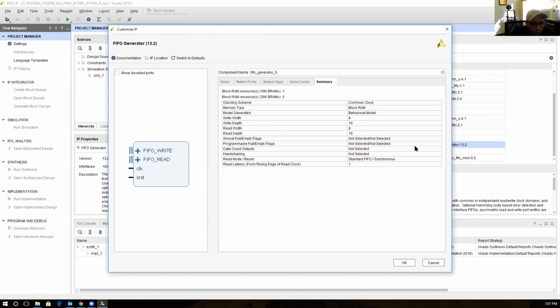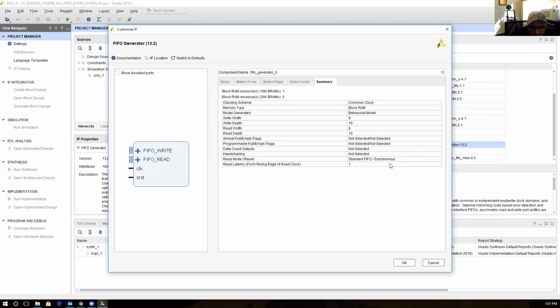I didn't use almost full and empty. I didn't use programmable full and flag. That means I can actually say when it can be full, when it can be empty. I didn't use data count outputs, basically. I didn't use any handshake. I left it to be asynchronous, and hazards can happen.